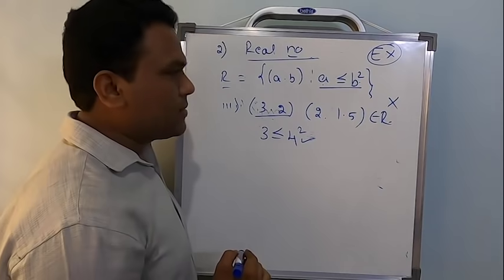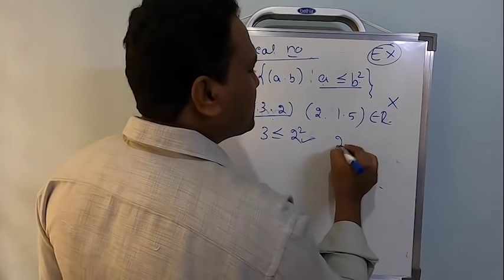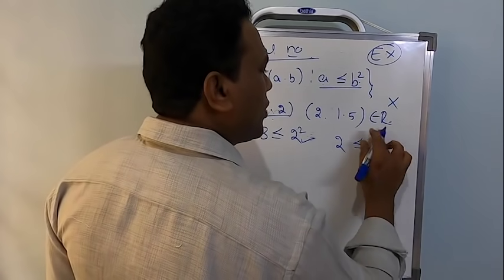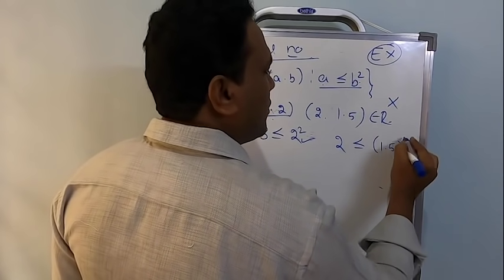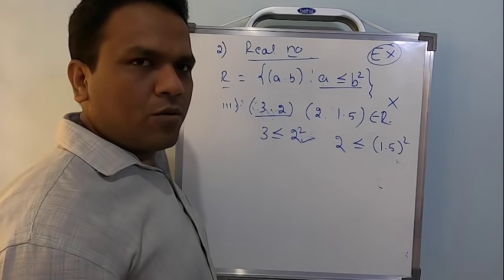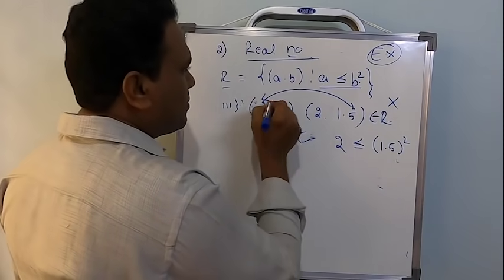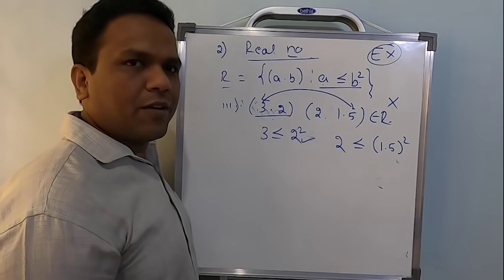That's correct, right? 3 is less than or equal to 4. That's correct. Now the next thing, 2 is less than or equal to (1.5) the whole square. Certainly (1.5) the whole square is 2.25. Certainly 2 is less than or equal to 2.25. That's also correct. But now let us see the relation between 3 and 1.5.